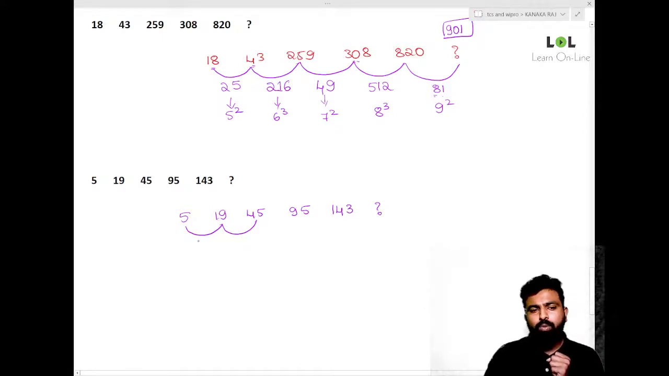5 and 19. What is the difference? 5 plus 4, 9. 14 is 19. 19 and 45. What is the difference? 19 plus 6 gives you 25. Plus 20 gives you 45. 45 and 95. What is the difference? The difference here is 50. 45 plus 50 gives you 95. 95 plus 8, 103. 103 plus what gives you 143?